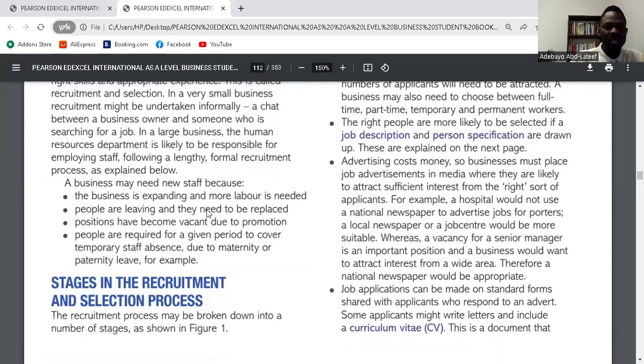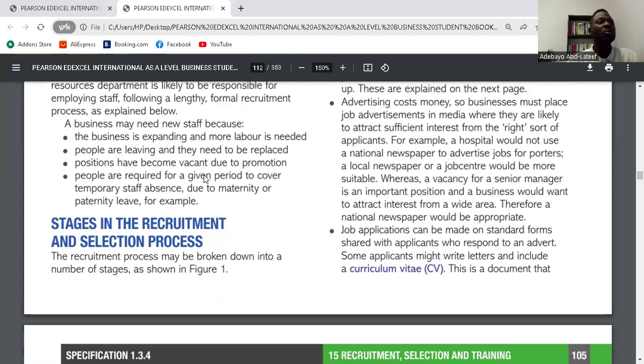Yes. So, for the formal recruitment process as explained, the business may need new staff. What are the reasons why we need to employ a new worker or new staff? One, the business is expanding and more labor is needed. If the business is expanding its operations, that means it might need more workers. There's a need for recruitment.